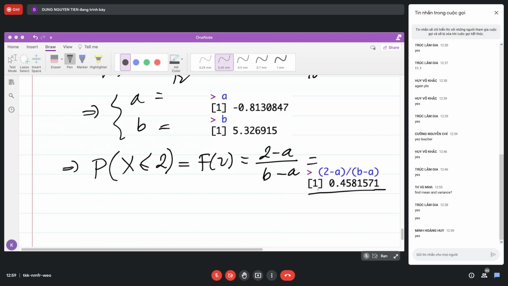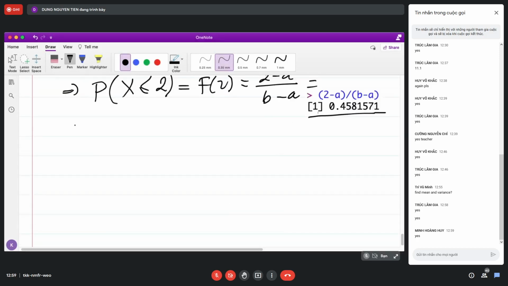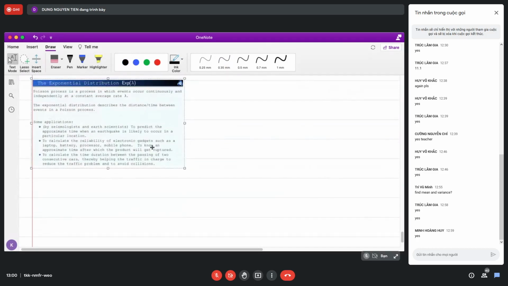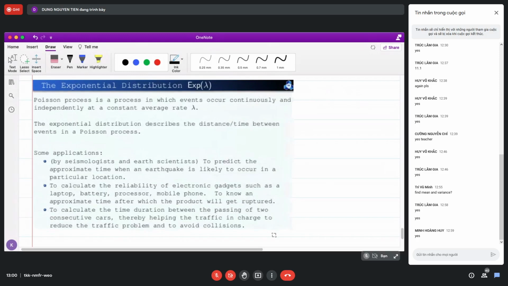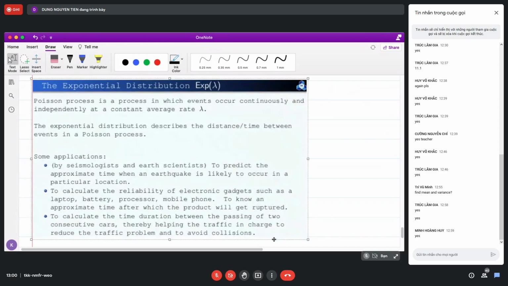All right. Now I want to move to the next distribution that we are going to learn in this chapter, the exponential distribution. A Poisson process is a process in which events occur continuously and independently at a constant average rate lambda. So you have a Poisson distribution, right? You already knew that. The exponential distribution describes the distance or the time between events in a Poisson process.